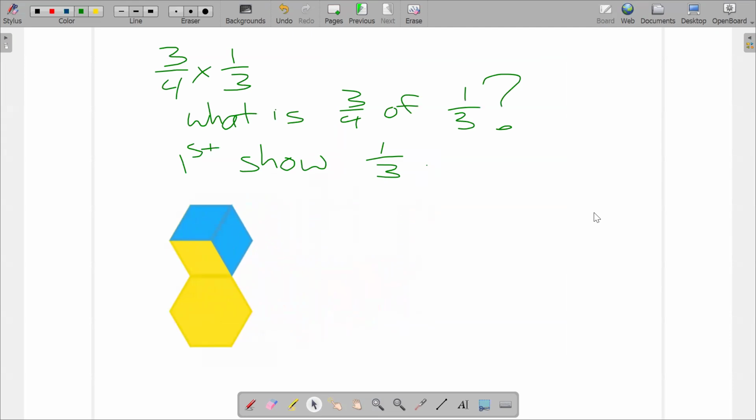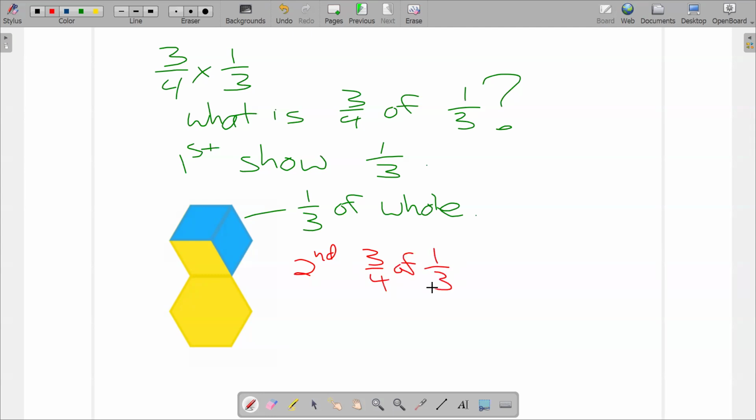All right, so here I now have 1/3 of a whole. What's the next step? Find 3/4 of that. 3/4 of 1/3. Okay. Can I cut up those blue pieces so I can get 4 pieces of a whole? Yeah, I could just make those triangles, right? And so now I can just choose any 3 of those. So I'm going to pick this one and this one and this one.